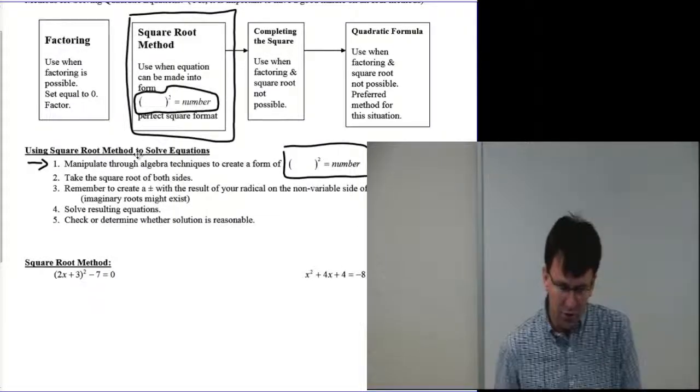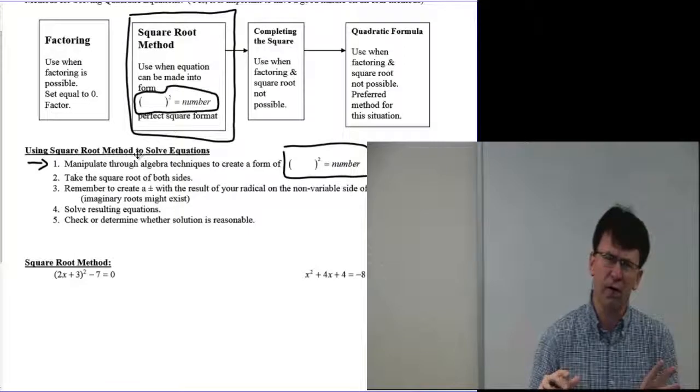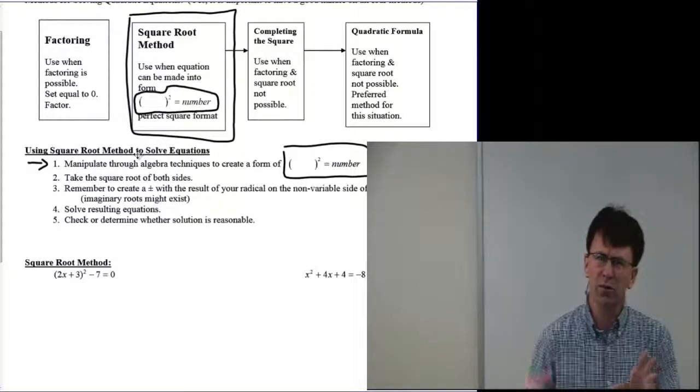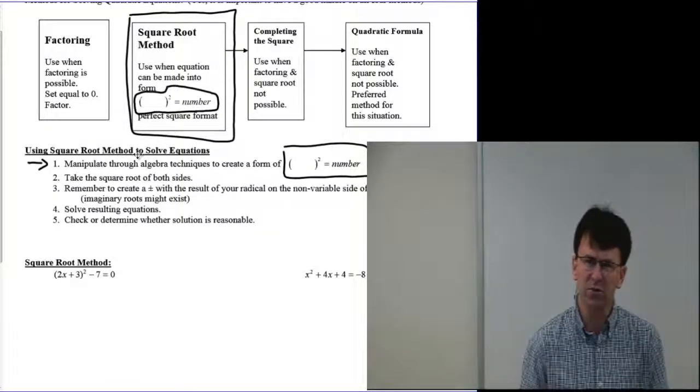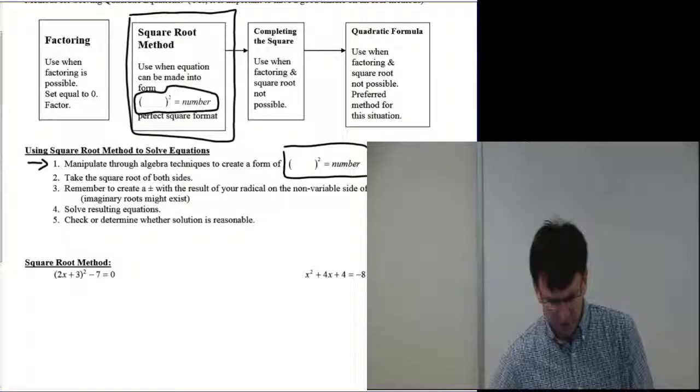Then we end up solving the resulting equation. Be careful when you have those radicals. Always reduce those radicals down to lowest terms, and if you end up with fractions, you want to divide those out and reduce them to lowest terms. So use good algebra techniques to finish the problem.